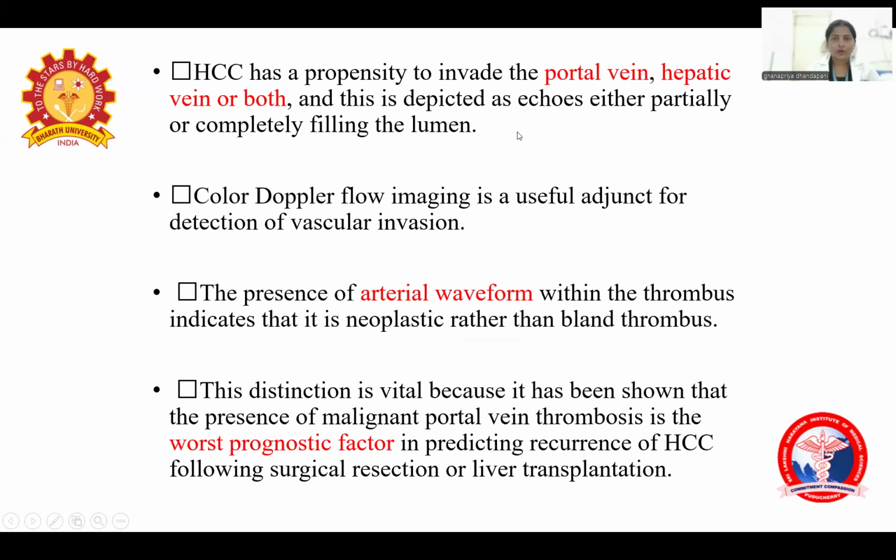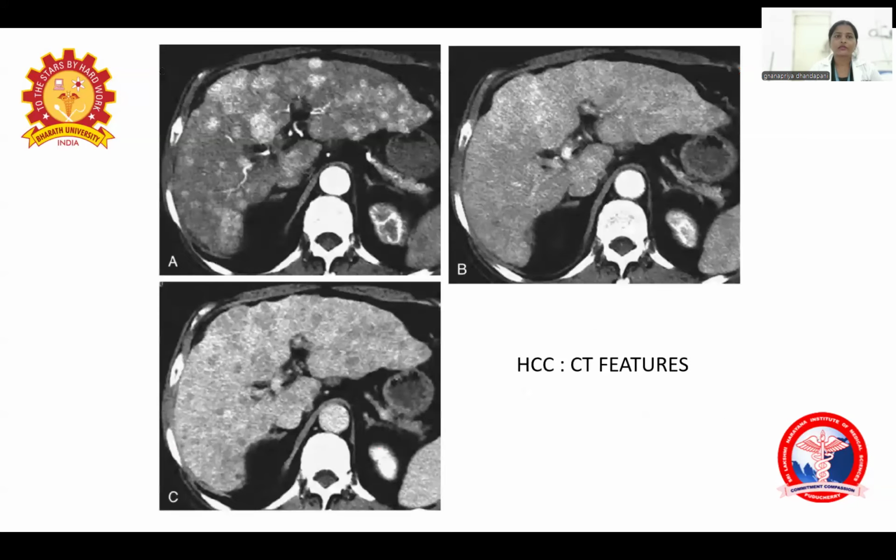So HCC has a propensity to invade the portal veins, hepatic veins or both, and this is depicted as echoes which are either partially or completely filling the lumen. To differentiate this from the non-tumor thrombus, we have to use color flow Doppler imaging. The presence of arterial waveform within the thrombus indicates it is neoplastic rather than a bland thrombus. This distinction is vital because it has been shown that the presence of malignant portal vein thrombosis is the worst prognostic factor in predicting recurrence of HCC, either following surgical resection or liver transplantation.